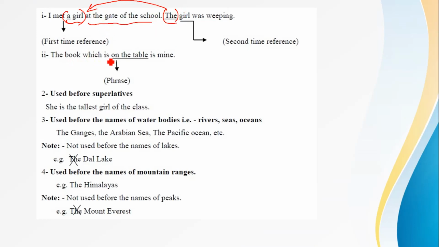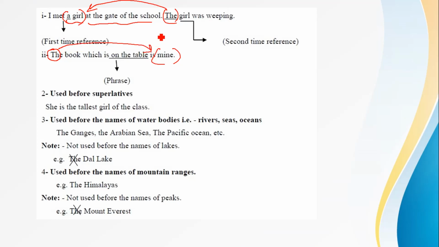Again, the book which is on the table, now I'm talking about a particular book. The book which is on the table, it is mine. So I know that book is mine, so therefore I'm using "the", because I'm talking about a particular book. I'm not talking about any other book, or a book at random. I'm talking about a particular book.